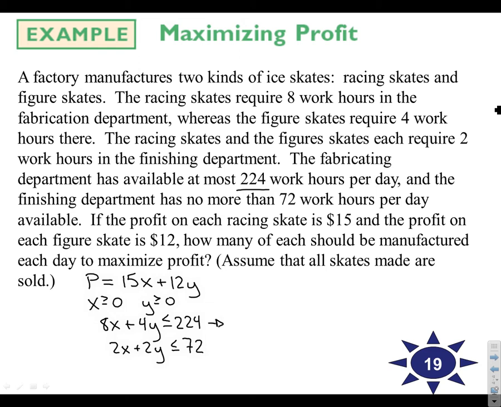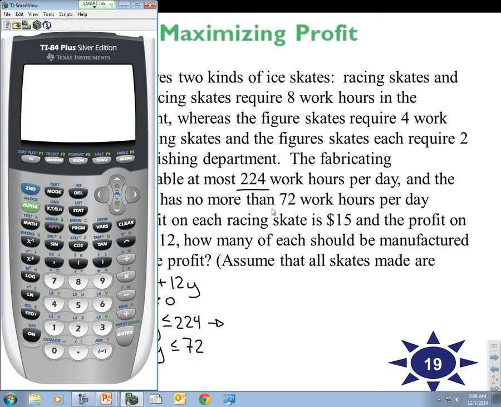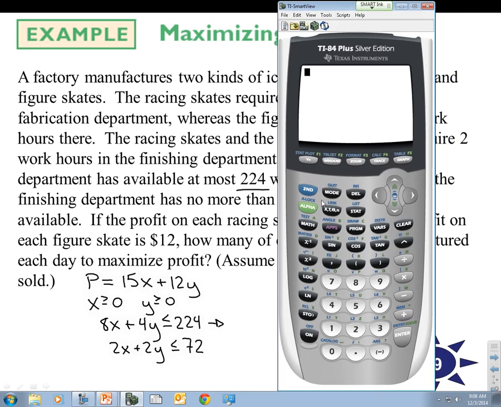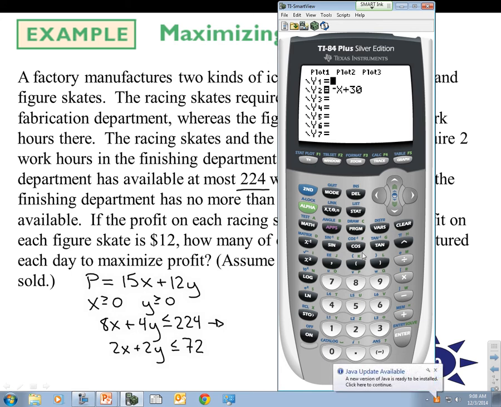All right, so let's find some intercepts here. In this one, 224 divided by 8. Let's grab the calculator. And actually, you know what? Let's finish this off using the calculator. All right, so we know that y is going to be equal to negative 8x plus 224, all over 4. That's our first equation. And our second one here is going to be negative 2x plus 72, all over 2.